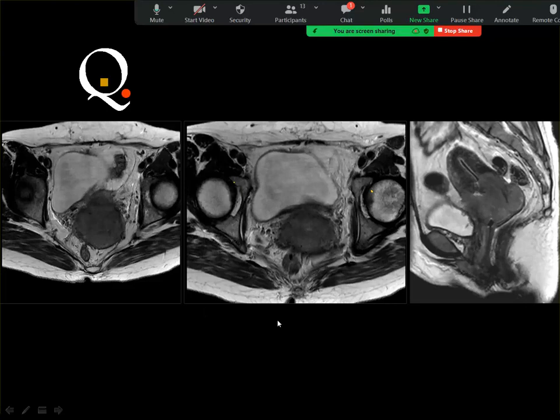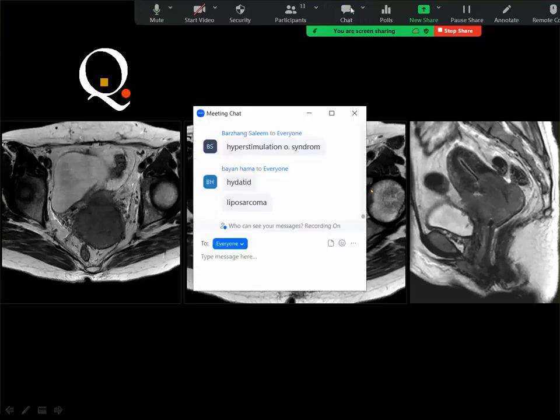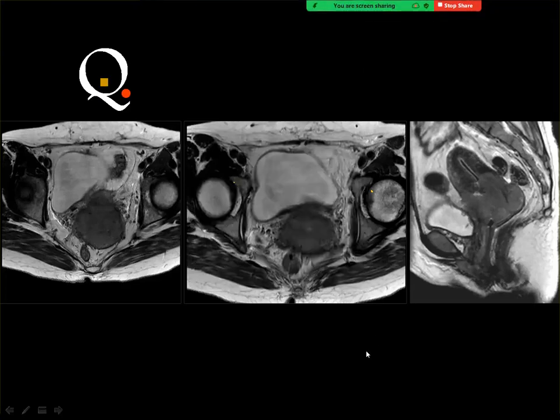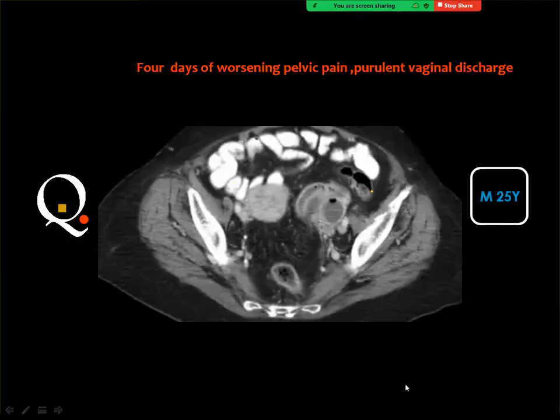Next case, this is axial T2, and this is sagittal T2. Yes, cervical cancer, this is right. Big mass in the cervix with reticulation of the fat around the lesion. If you look carefully here, you may not see that the lesion has extended into the vagina. It is totally confined to the cervix without any evidence of invasion of the urinary bladder or the rectum. And this is cervical cancer.